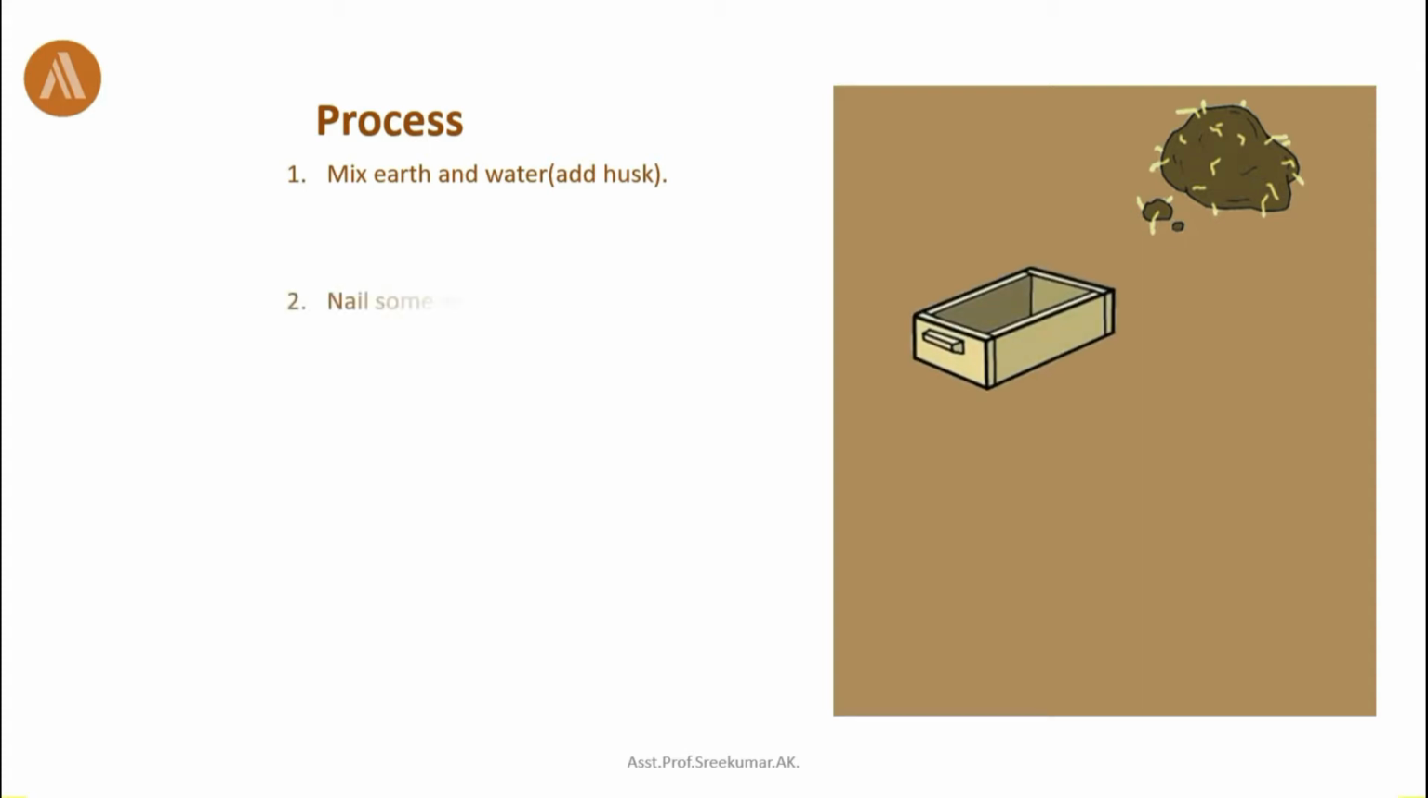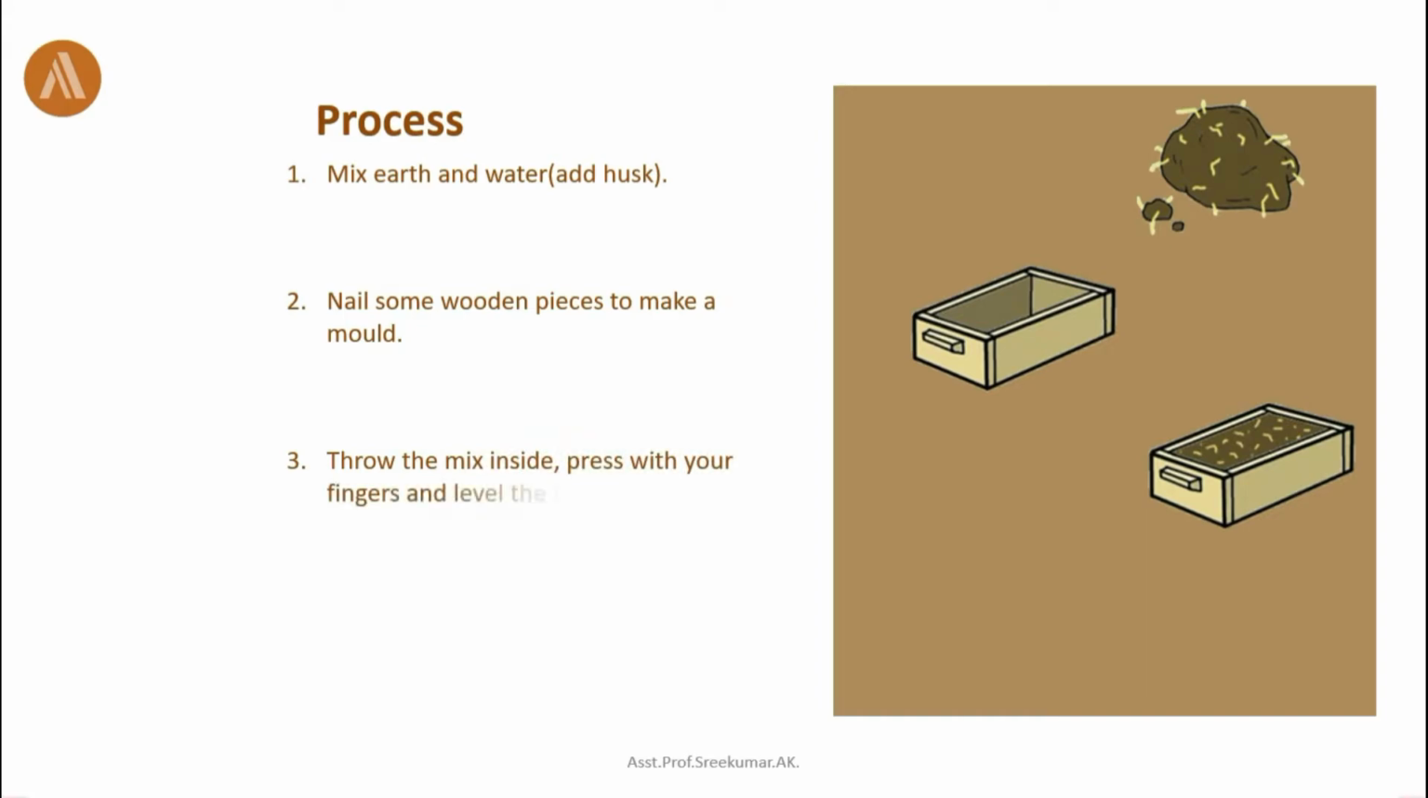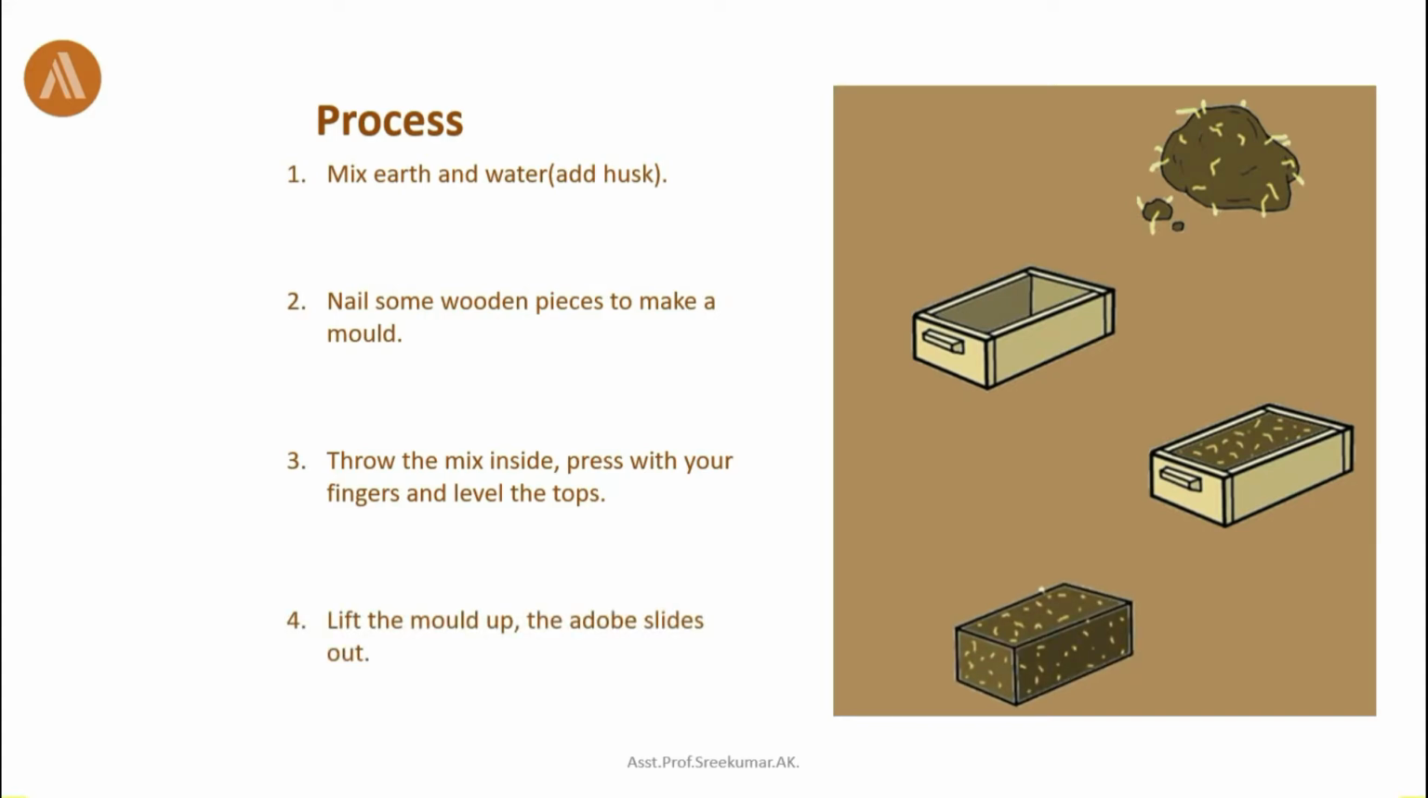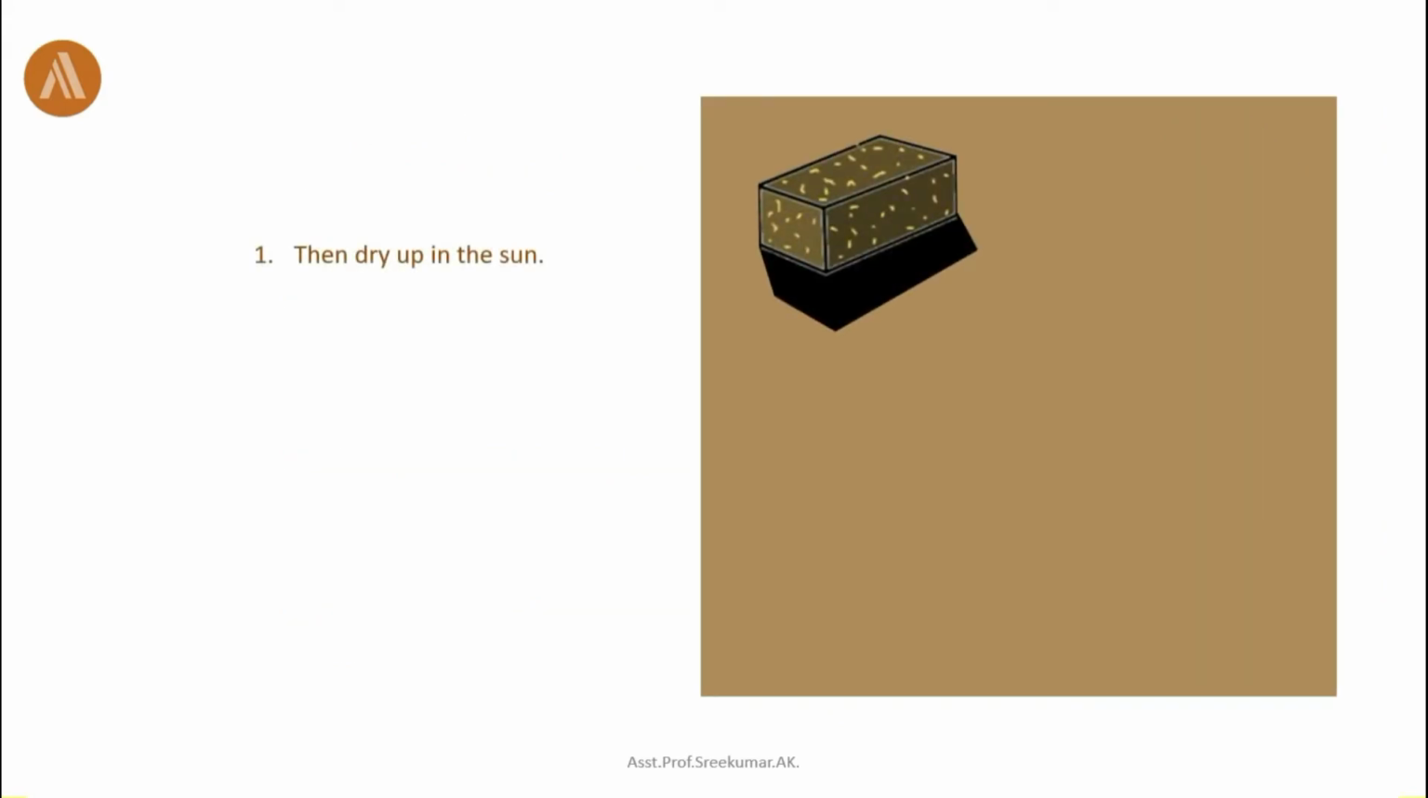Now let's check into the Adobe construction techniques. An Adobe is a sun-dried brick, and it's really simple to make them. Mix earth and water, add husk, nail some wooden pieces to make a mold. Now throw the mix inside, press with your fingers and level the tops. Lift the mold up and now the Adobe slides out. Then dry it in the sun.